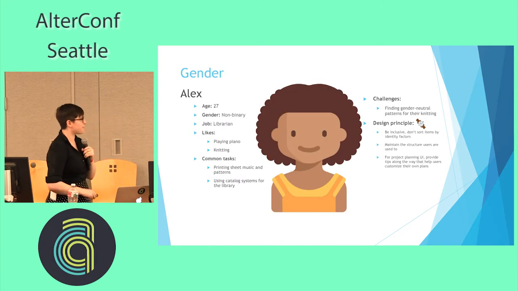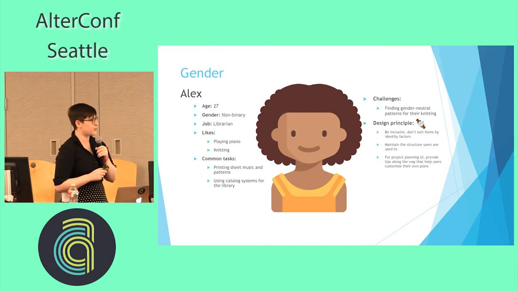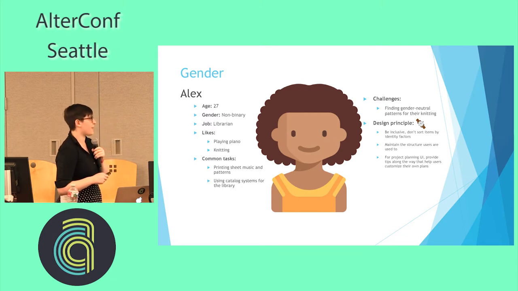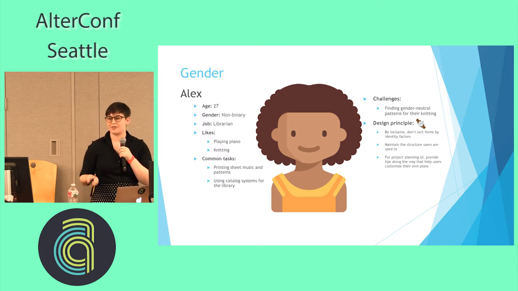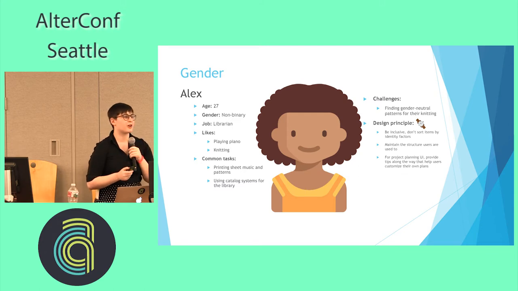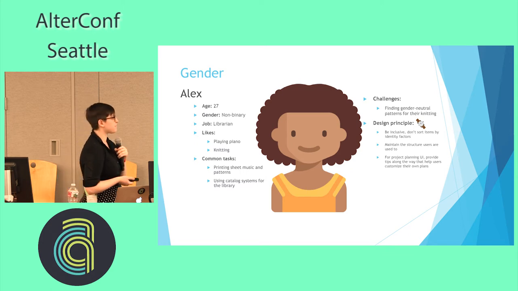Let's talk about Alex. Alex is non-binary, they're 27, and they're a librarian by profession. They like playing piano and knitting, and their common tasks are printing out the sheet music and patterns for their hobbies and accessing the catalog systems from the library. They're pretty good with technology since they have to use the catalogs every day, right? But they have a really hard time finding products for them online, finding gender-neutral patterns in knitting especially.